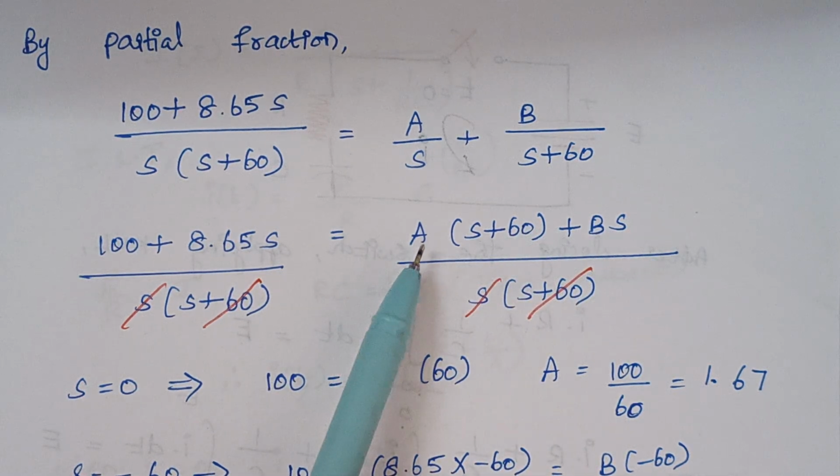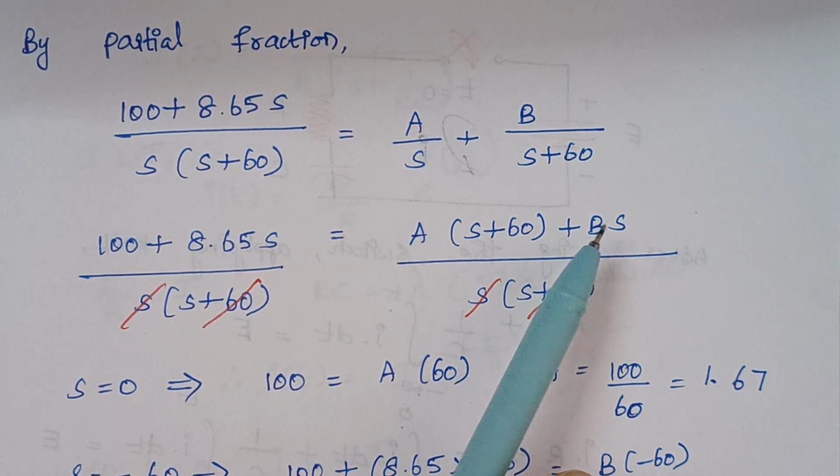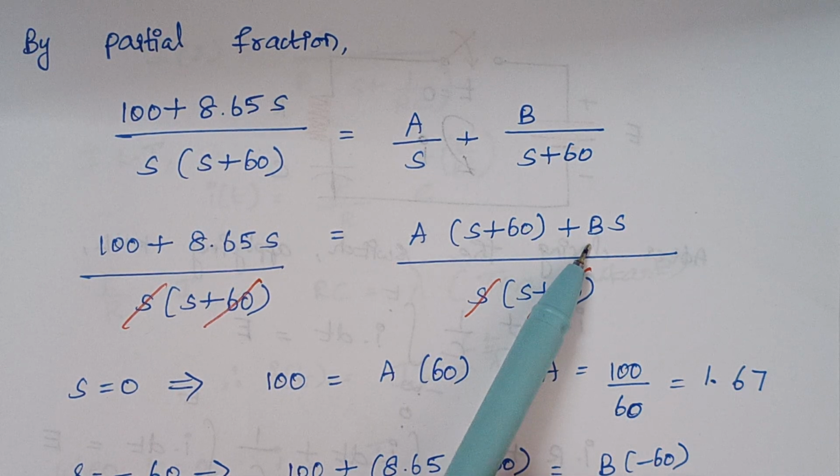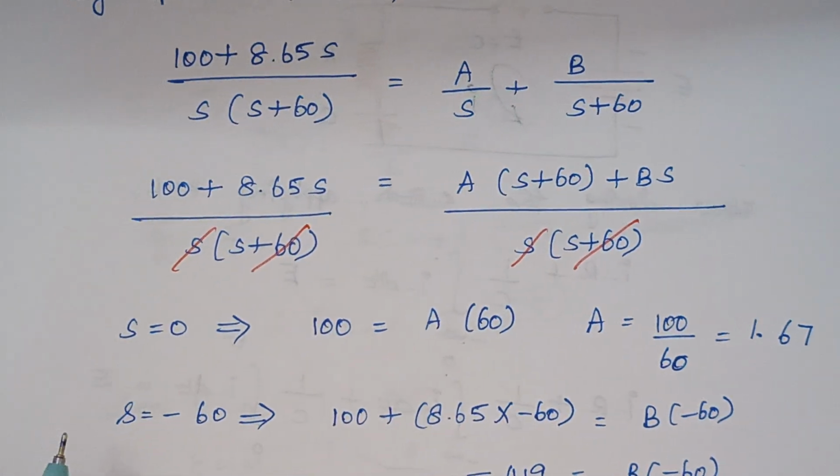Our aim is to find the values of A and B. So to find the value of A, just substitute the value of S as 0. When you substitute S as 0, 0 into B becomes 0. Right. So here the value of A is calculated as 1.67.